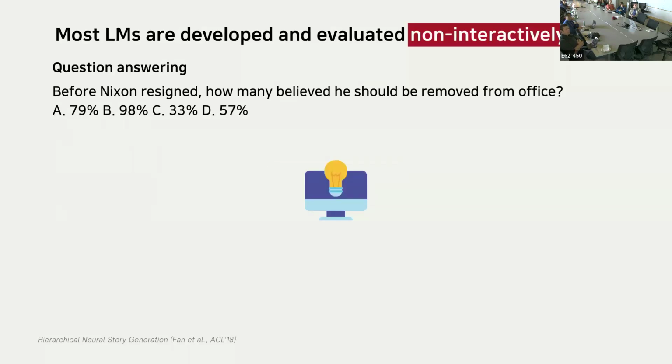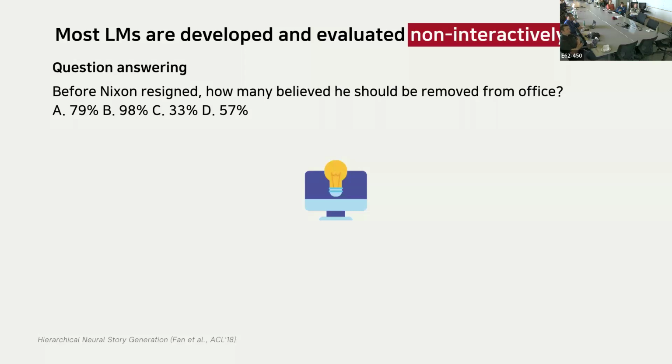Before Nixon resigned, how many believed he should be removed from office? 79%. Who thinks it's A? B? Who doesn't know who Nixon is? C? D? Cool. Okay, we have a good spread.